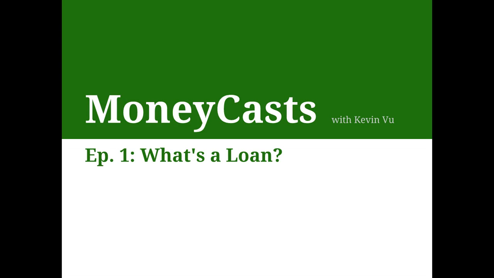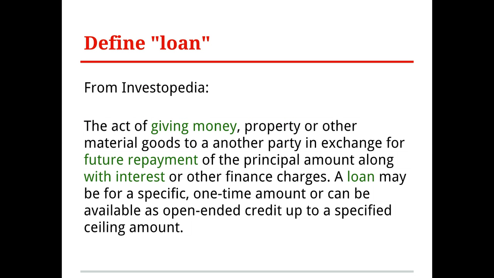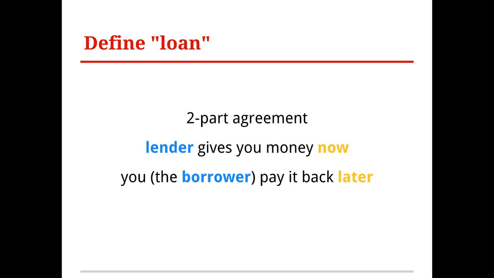I'm Kevin Vu, and today I'll be showing you how a loan works. Let's see how Investopedia defines a loan. Feel free to pause here if you want to read the whole definition. This is a thorough and accurate definition of a loan, but let's try to break it down more simply. A loan is a two-part agreement in which I, the lender, give money to you, the borrower, which you pay back at a later time.